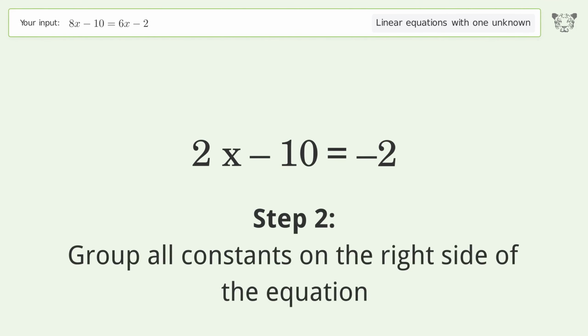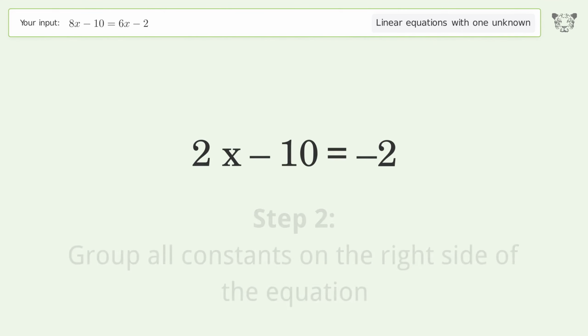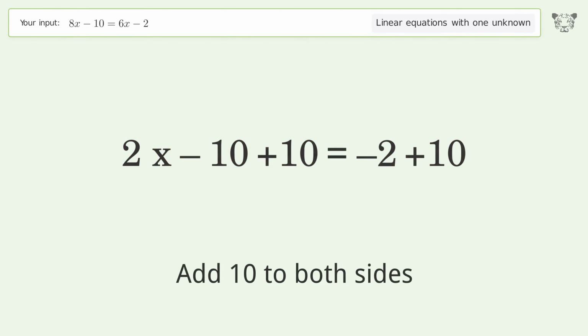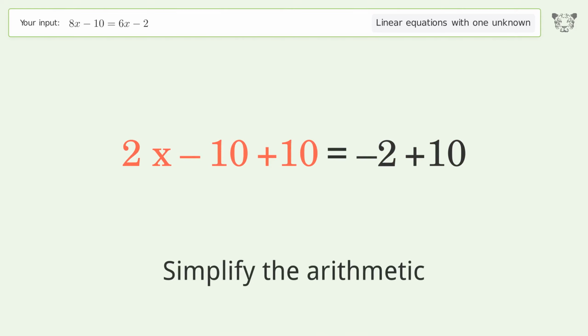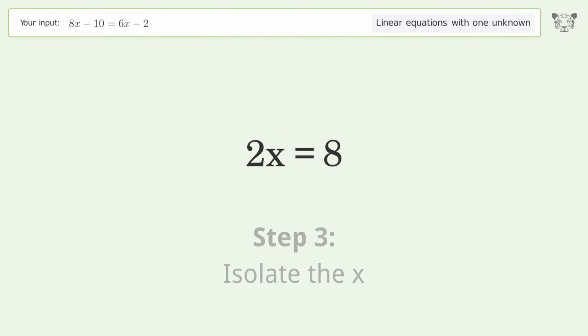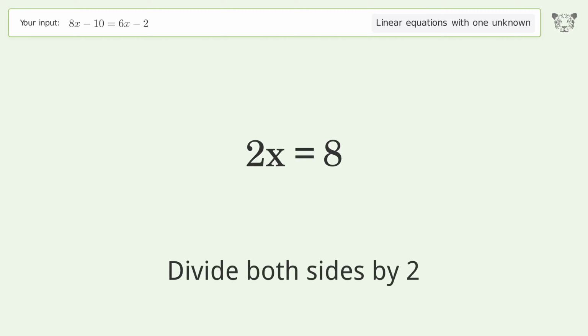Group all constants on the right side of the equation. Add 10 to both sides. Simplify the arithmetic. Isolate the x. Divide both sides by 2.